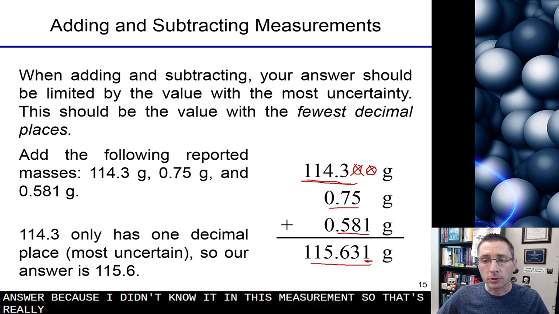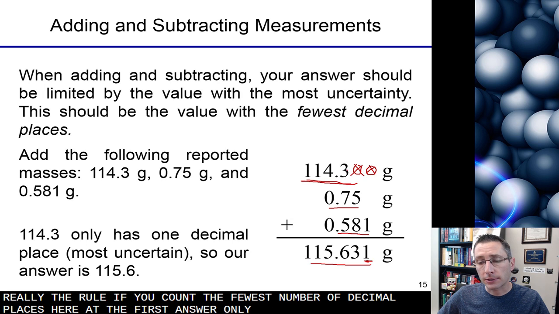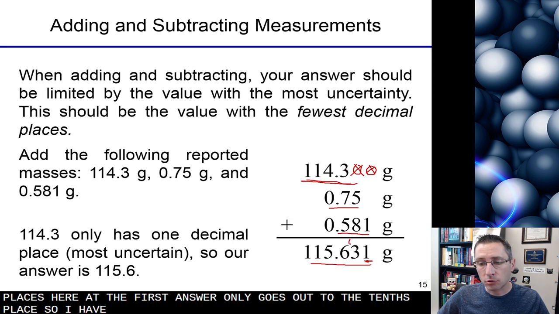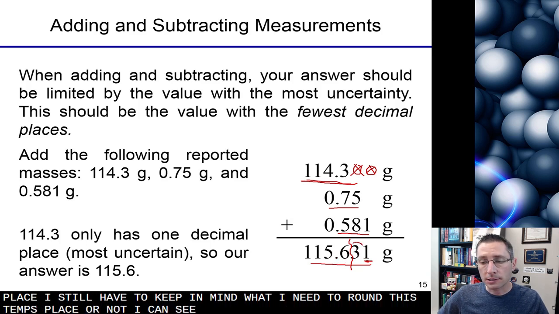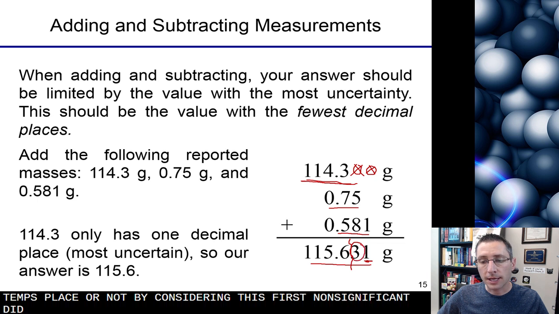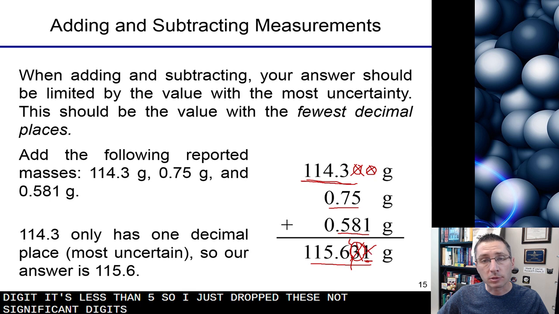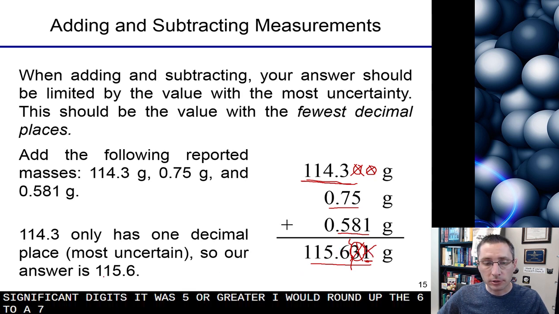So that's really the rule: you count the fewest number of decimal places. Here, the first measurement only goes out to the 10th place, so I have to truncate my final answer to that 10th place. I still have to keep in mind whether I need to round this 10th place or not by considering this first non-significant digit. It's less than 5, so I just drop these non-significant digits. If it was 5 or greater, I would round up the 6 to a 7. So my final answer here is just going to be 115.6.